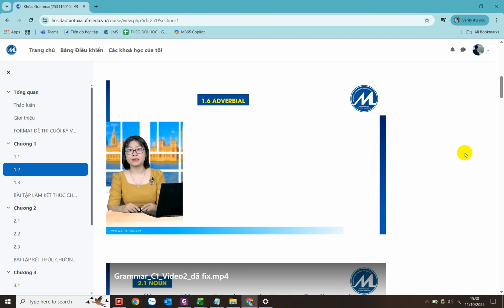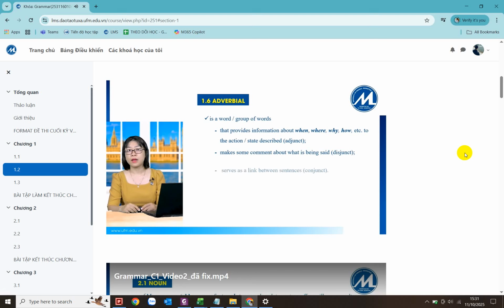Another vital element in a sentence is adverbial. Adverbial is a word or a group of words that provides information about when, where, why, or how to the action or state described. In this case, it's called adjunct. When this adverbial makes some comment about what is being said, it is called disjunct. And when adverbial serves as a link between sentences, it is called conjunct.